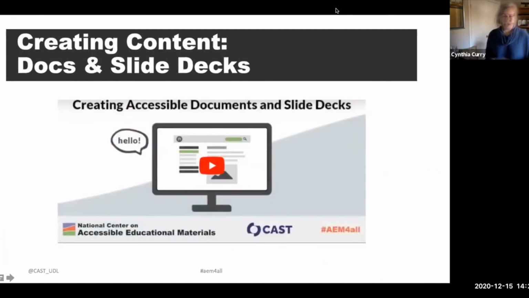Documents and slide decks: anytime you're making a Word document, Google Doc, or slide deck, all of those can be made accessible through what's already built into those tools. So things like using headings and descriptive links, alt text, long description, all of those are built into word processing tools and presentation tools that are available to us. So we have guidance on how to do that.